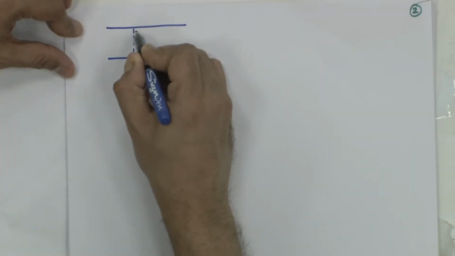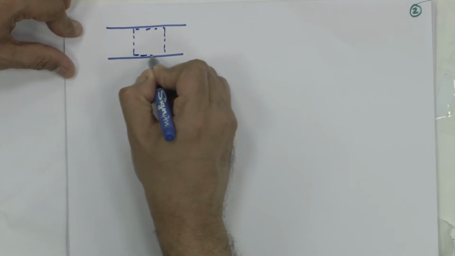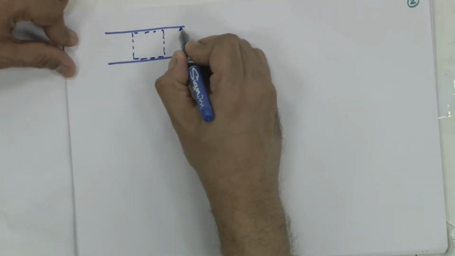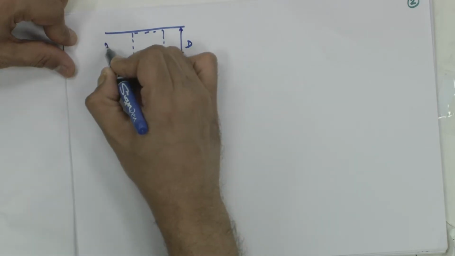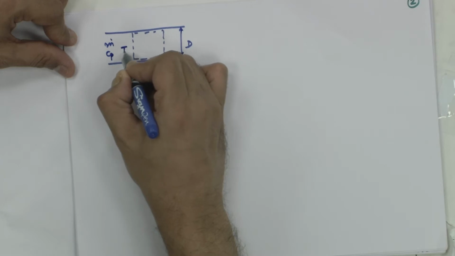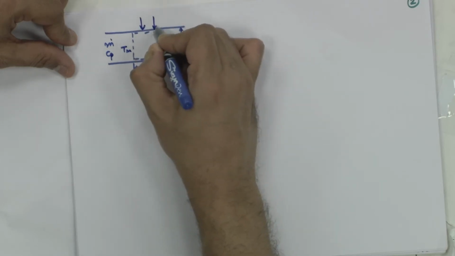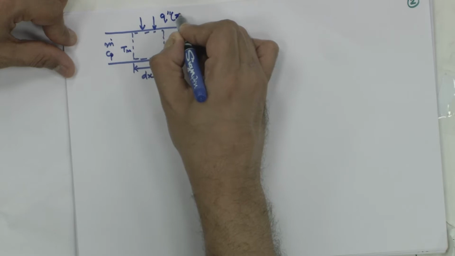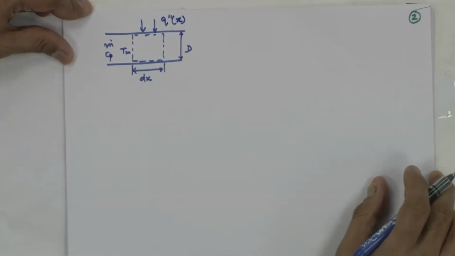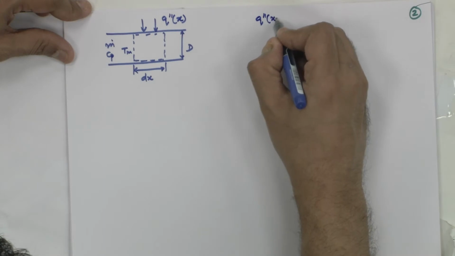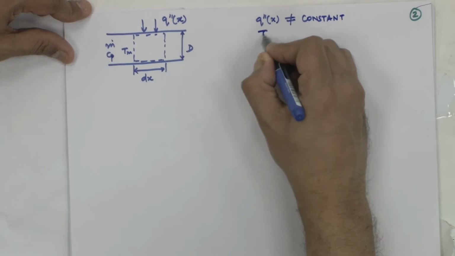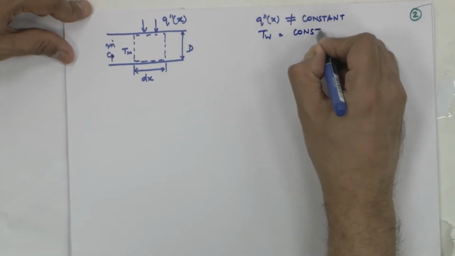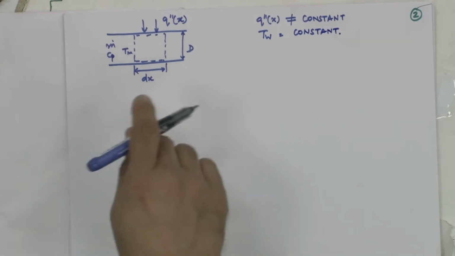If we list these assumptions and proceed for the basic energy balance as we had done before, we can write for a control volume as shown here. This is a pipe of diameter d. This control volume is of thickness dx, with m dot Cp T bulk mean, and this is your local heat flux q double prime of x. Remember, q double prime of x is not equal to constant. Why? Because T wall is equal to constant, and we cannot keep both heat flux and wall temperature as constant in a given problem.